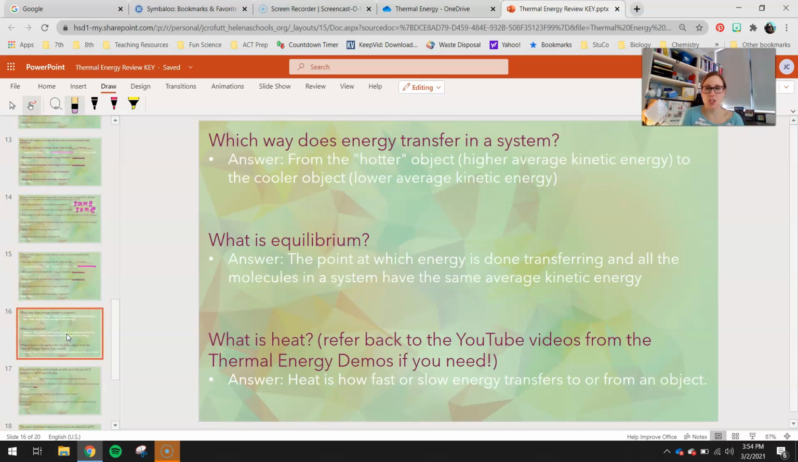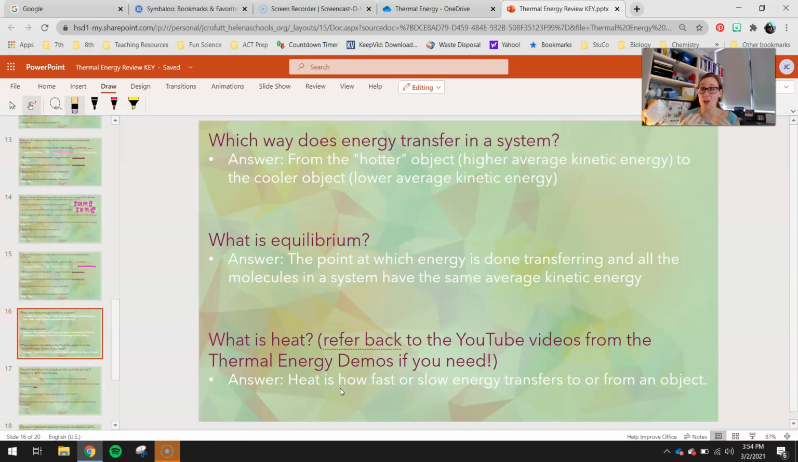Finally, which way does the energy transfer in the system? From the hotter to the colder. So the one with the higher average kinetic energy to the lower average kinetic energy. What is equilibrium? The point at which energy is done transferring and all the molecules in a system have the same average kinetic energy. And then what is heat? So remember when we touch something cool, we're actually feeling the energy transfer. So heat is the energy transfer that you feel.